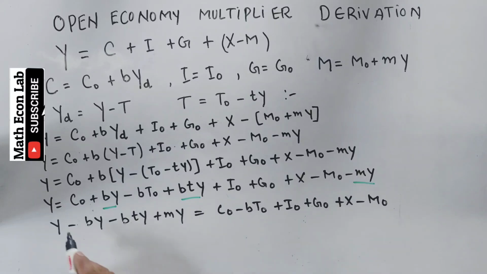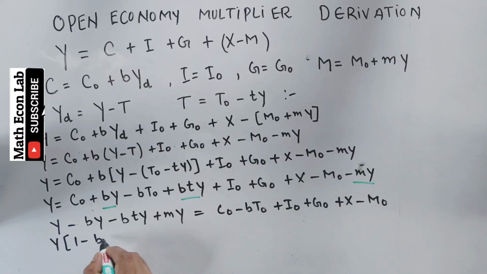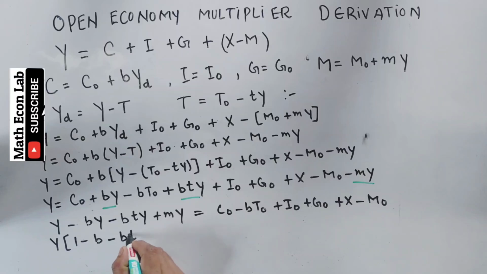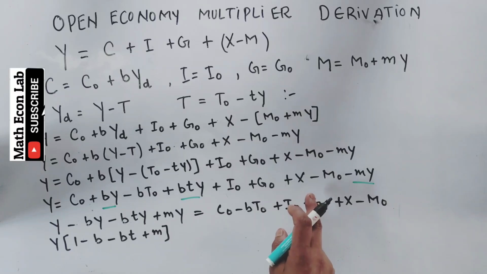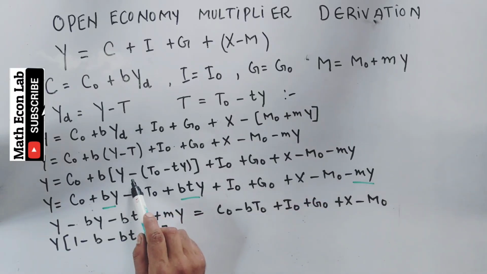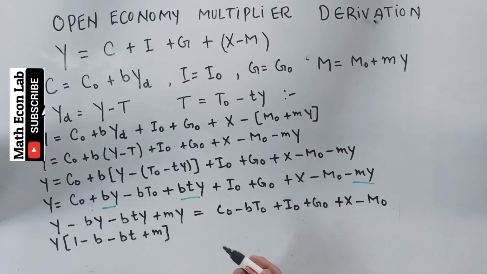Now let's take Y common from each of these terms. So we have Y, and we are left with 1 minus B minus Bt plus m. I hope I have done it correctly here, but here I have minus into minus is plus. I hope this derivation is correct.